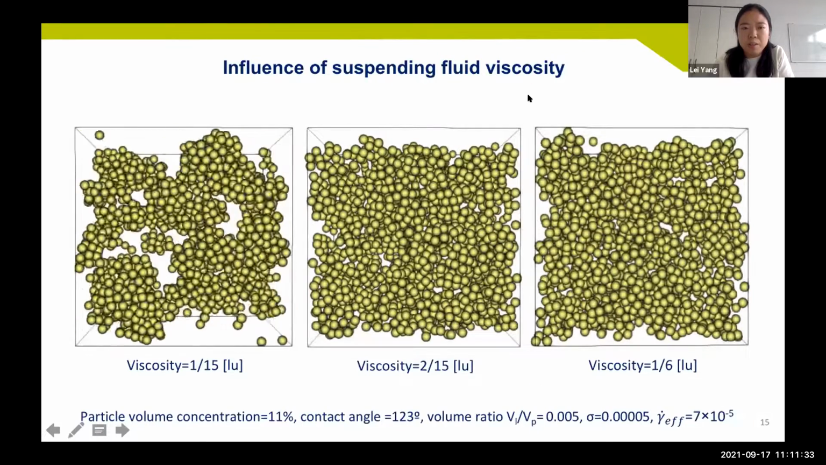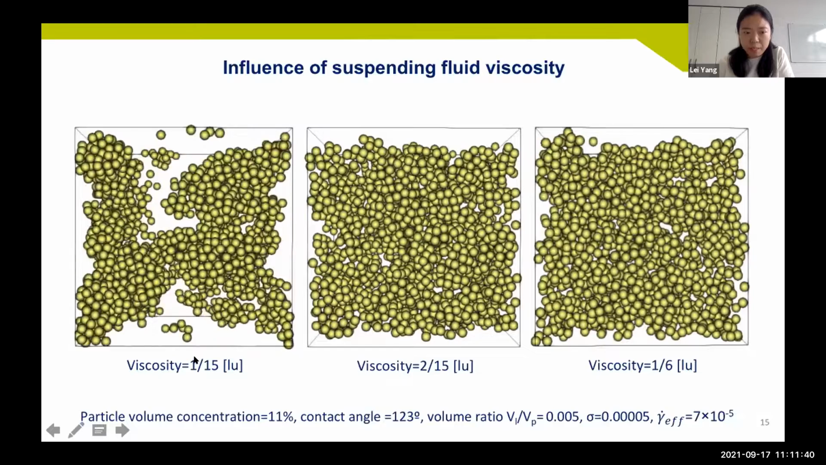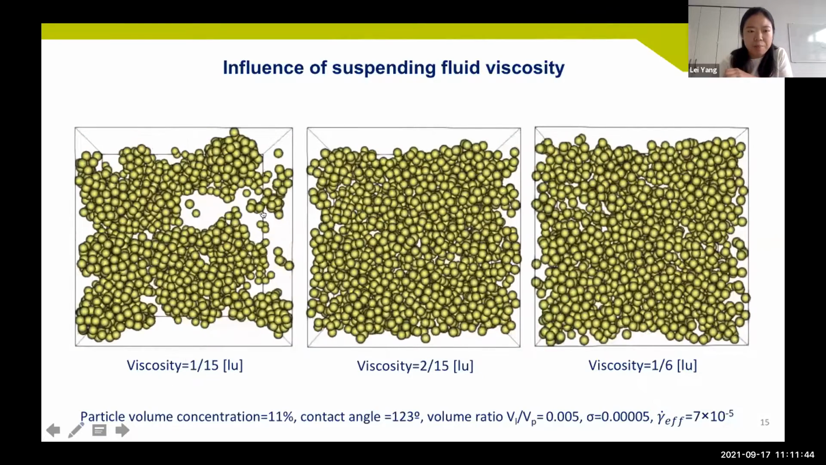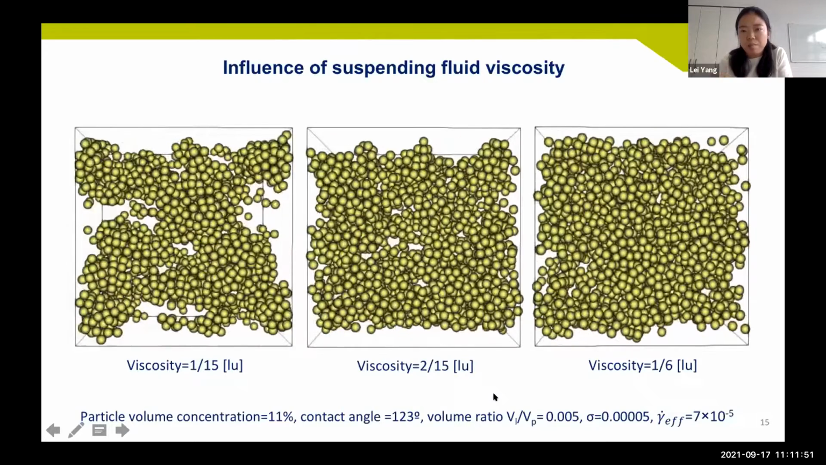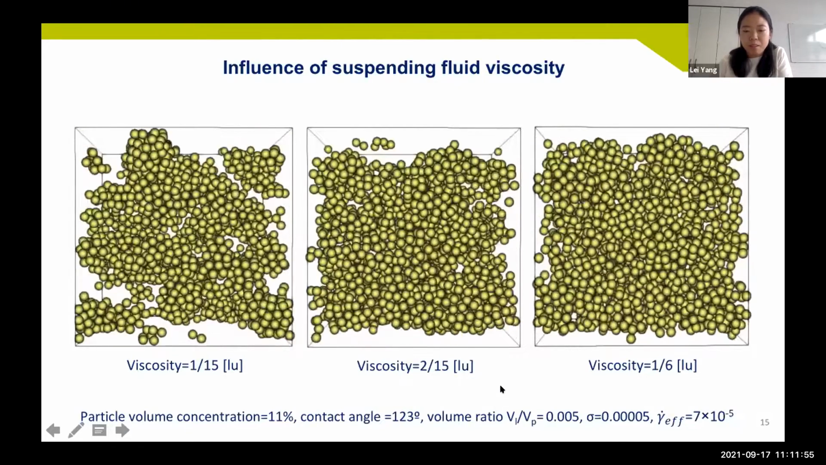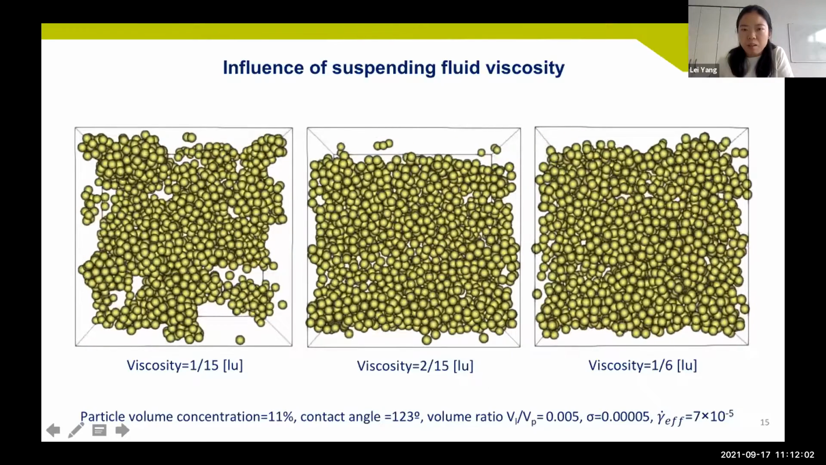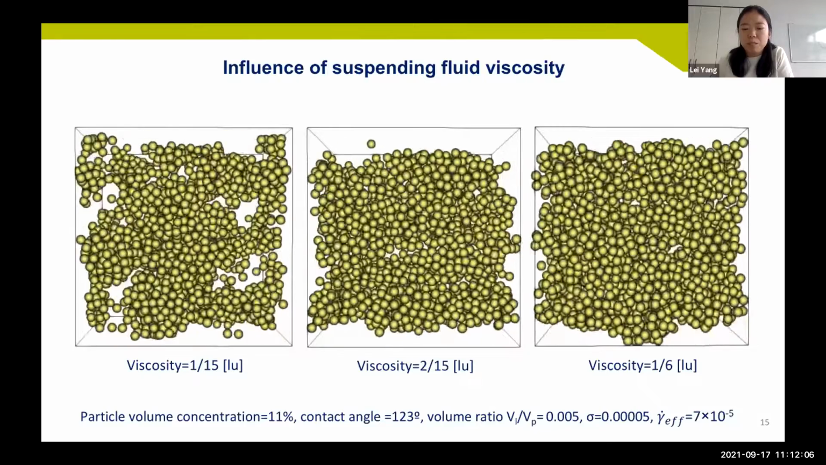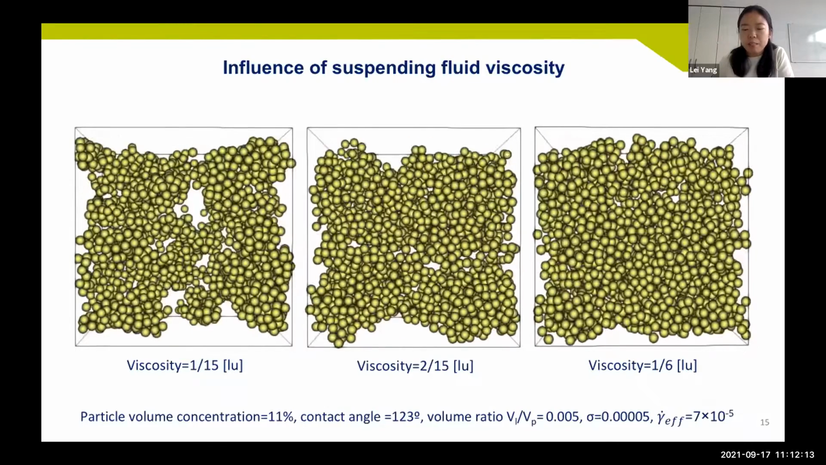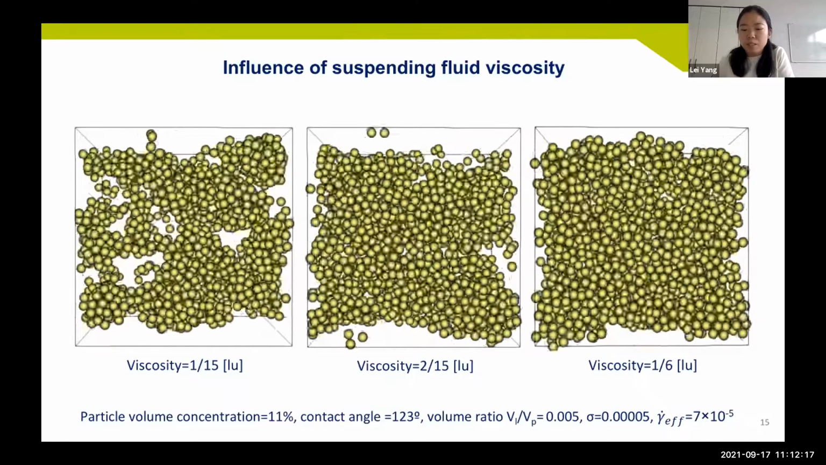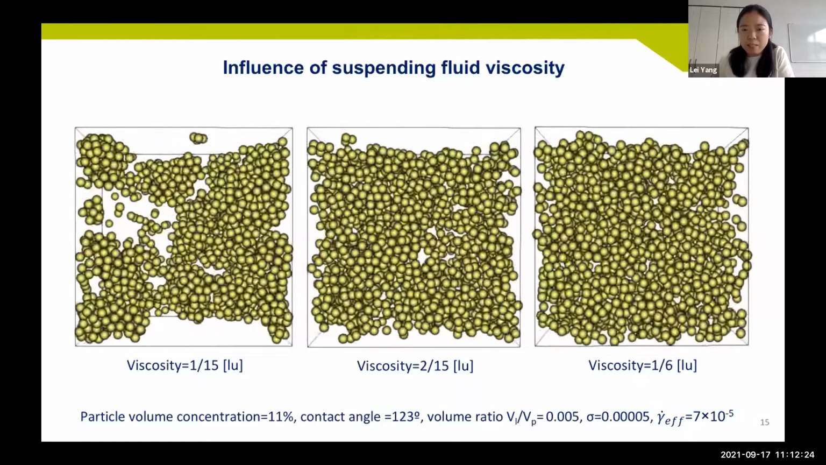And then we are also interested in the influence of the suspending fluid viscosity. From the movie, we can see that at a low viscosity, big clusters and more clusters are observed, while at a higher viscosity, the particles are distributed more homogeneously. This is because at a lower suspending fluid viscosity, the momentum transferred from the fluid to the particle is less efficient. So at higher suspending fluid viscosity, the momentum transfer from the fluid to the particle is higher, and the clusters break down.